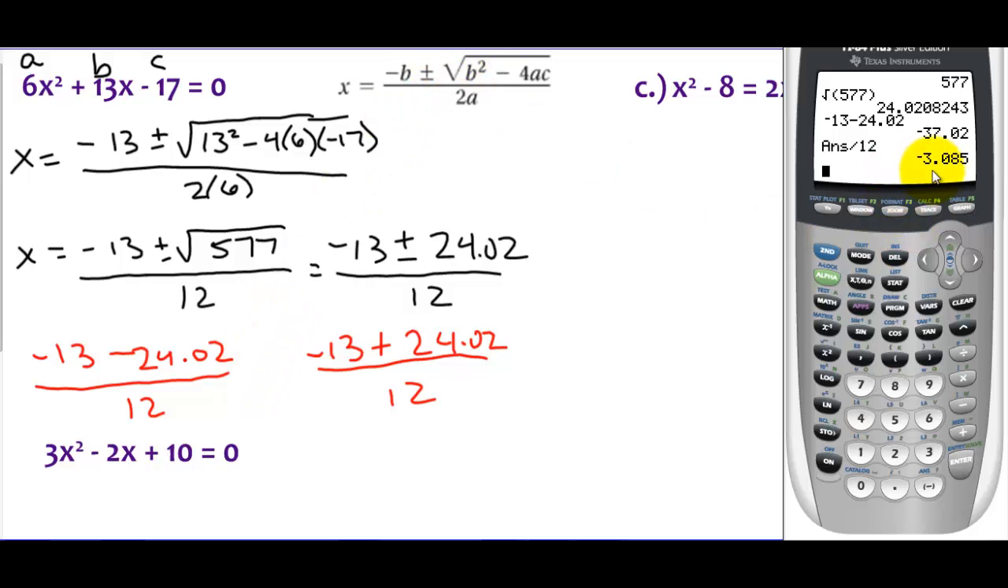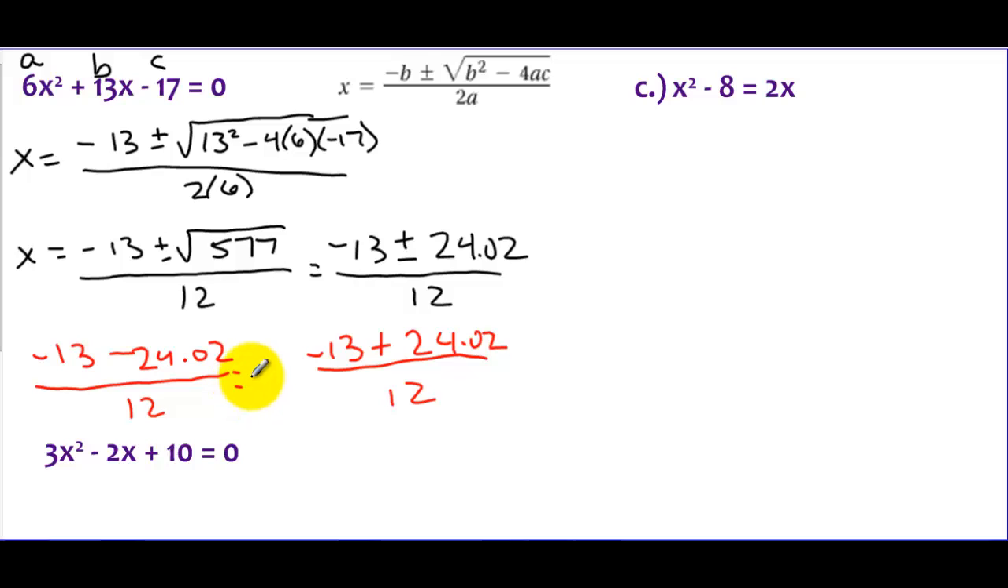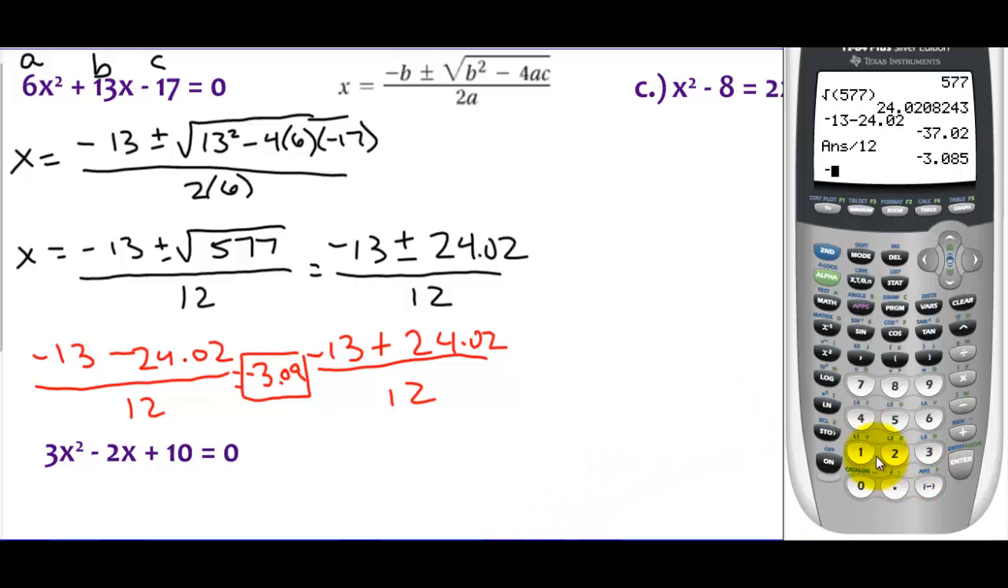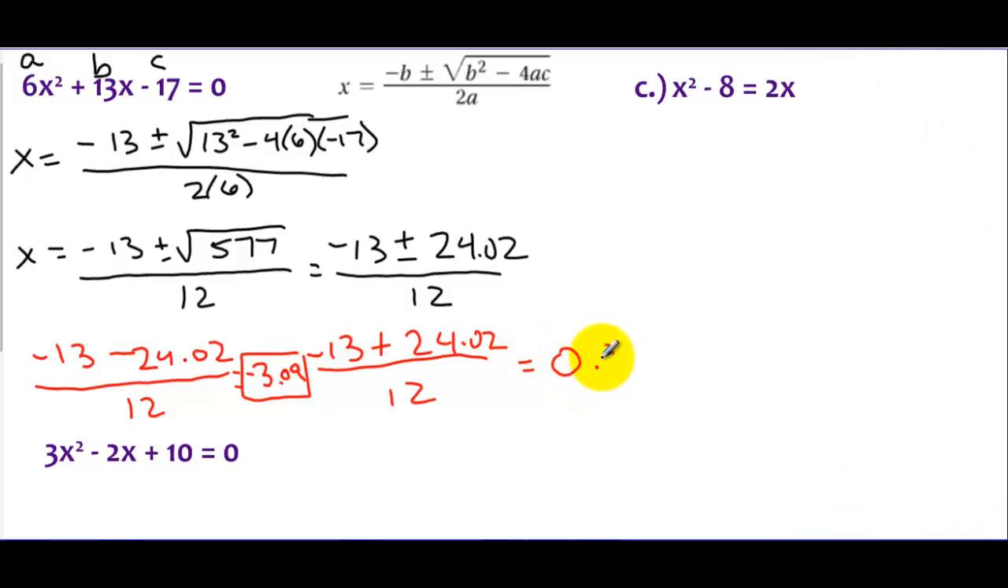So it looks like I get negative about 3.09. So I'm going to say negative 3.09. That's an answer. Okay, and I can do the same thing with the other one. It'll be negative 13 plus 24.02. Okay, hit enter, get your answer. So that represents the top, divided by 12. This is a number slightly smaller than 1. So I'm going to say 0.92, and that will be my other answer. Okay. So this is, again, decimal approximation for the square root of 577. Just use the calculator to do that. It didn't work out to be something really nice.